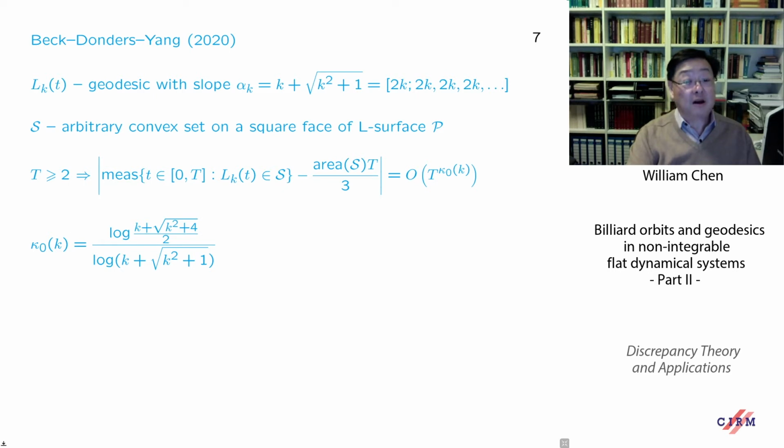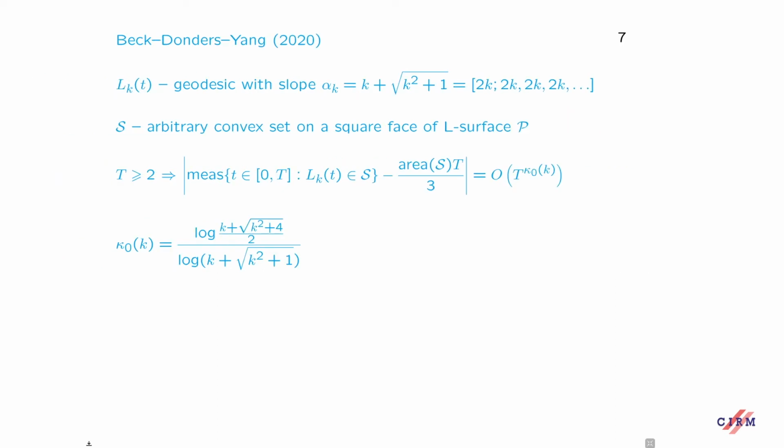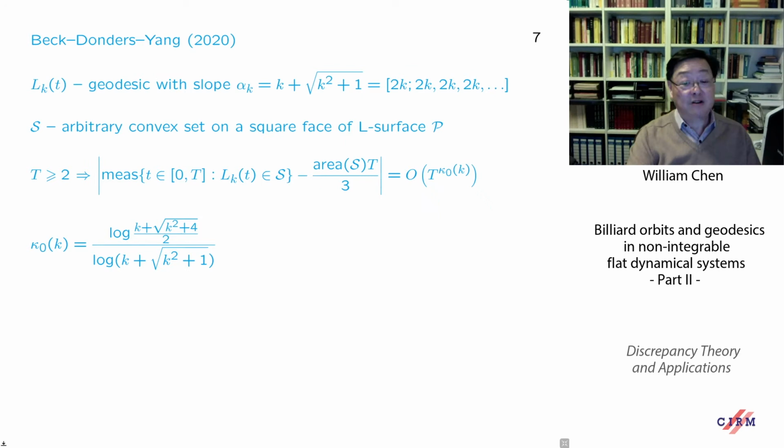Furthermore, Beck, Donders, and Yang consider not just 1 plus root 2, but they consider slopes of the form k plus square root of k squared plus 1. That has the property that the continued fraction expansion has digits all equal to 2k. And they perform a similar exercise and end up with similar conclusions.